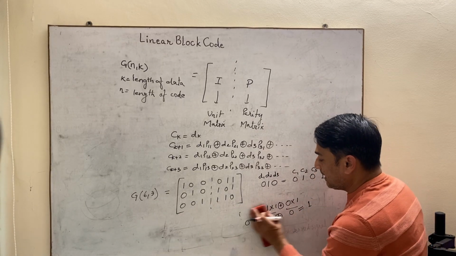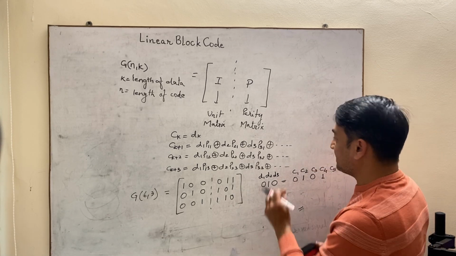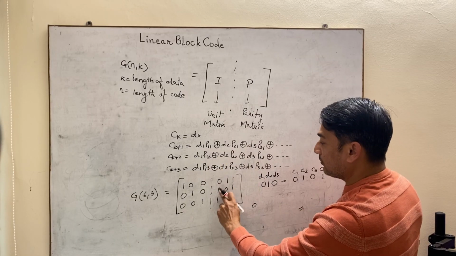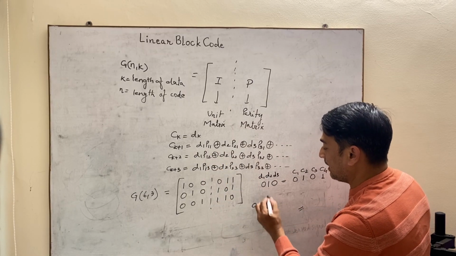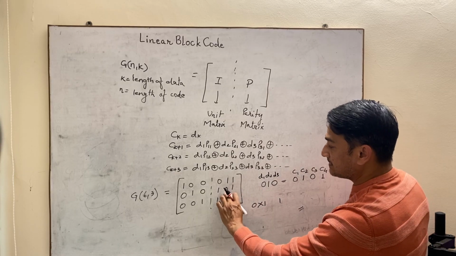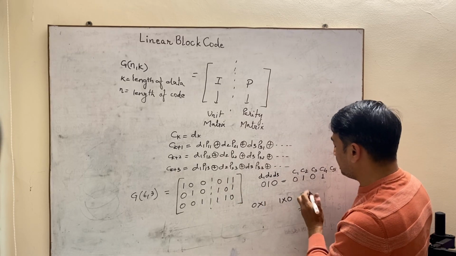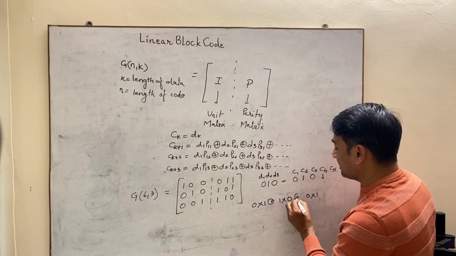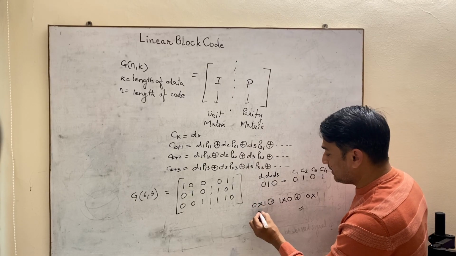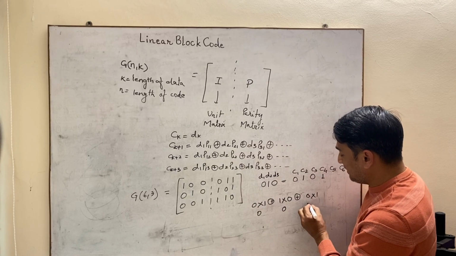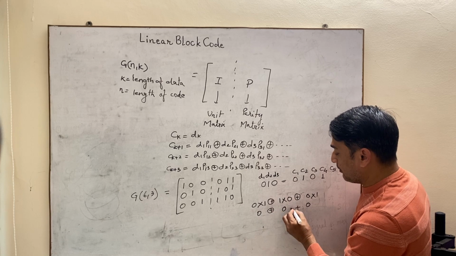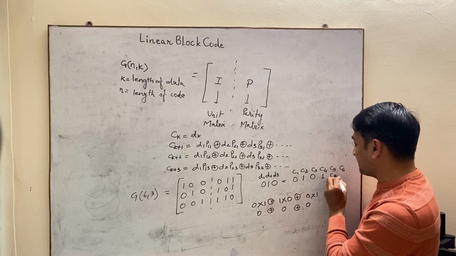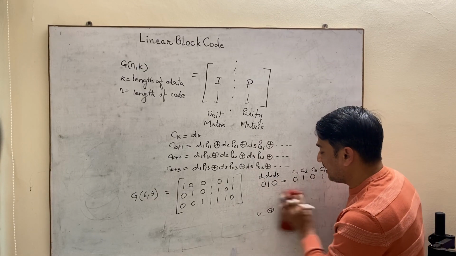Now similarly, we can calculate the C5 bit. For the C5 bit, your D1 will remain the same, 0, but now it will be P12, which is this value 1, so 0 into 1. Then this is 1 and this is 0, and then this is 0 and this is 1. And again you are XORing the results. 0 into 1 is 0, 1 into 0 is 0, and 0 into 1 is 0. All the outputs are 0. So 0 XOR 0 is 0, 0 XOR 0 is 0, so the C5 bit will be 0.